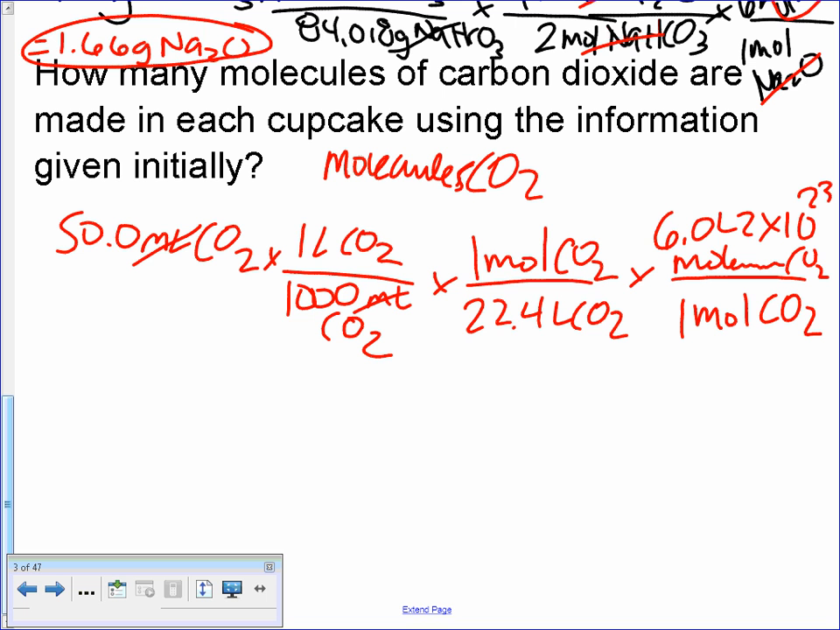So this was an easy one because we had no requirement to go anywhere else except for CO2.